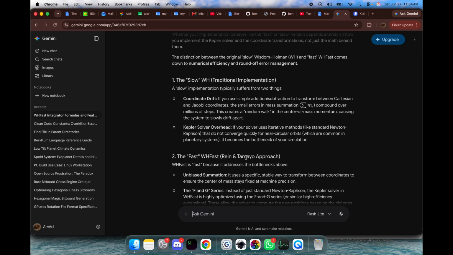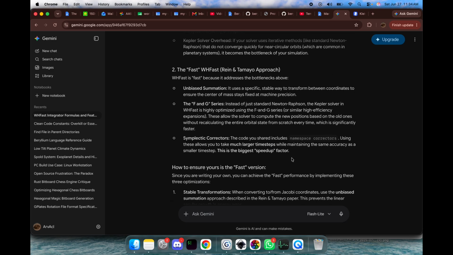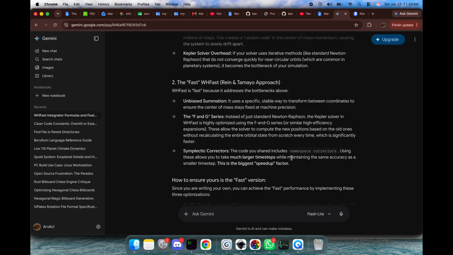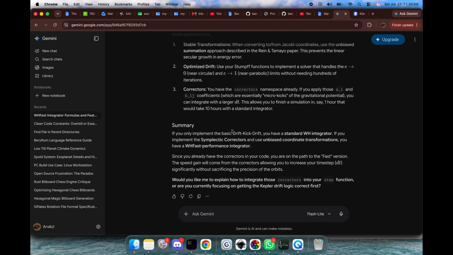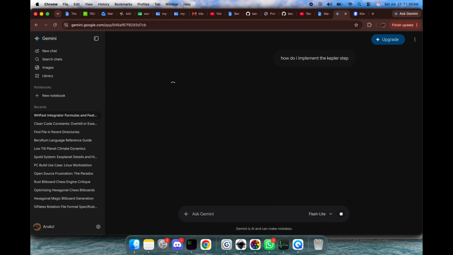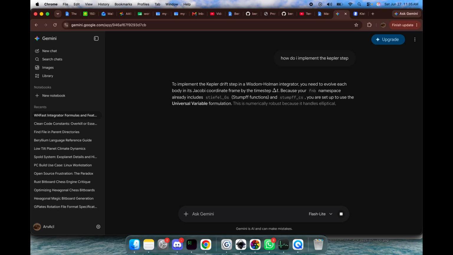Iterative methods that do not converge, which is pretty common. This is probably good. Okay, so now, how do I implement the Kepler? The Kepler step, that is something I do need to know, and I am not trying to go into a paper.